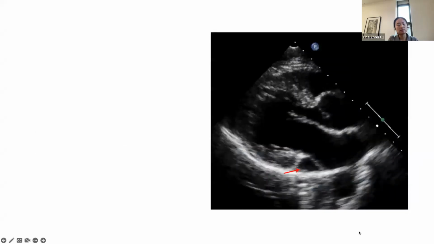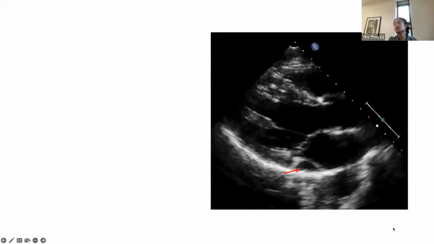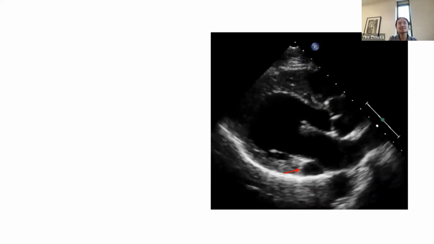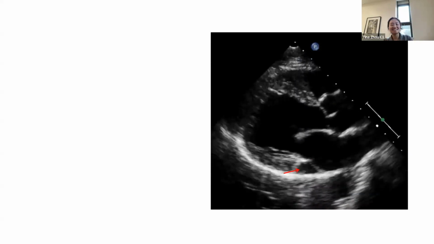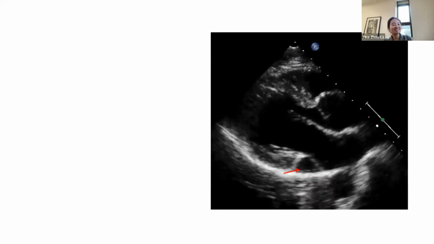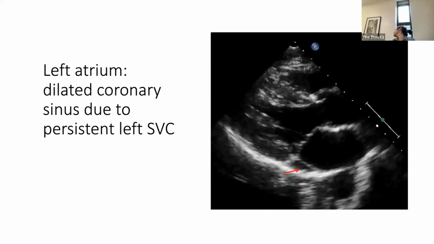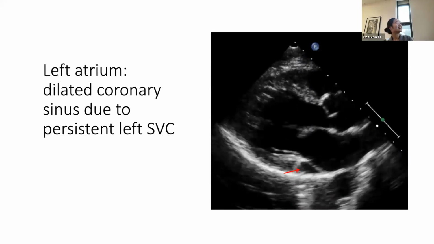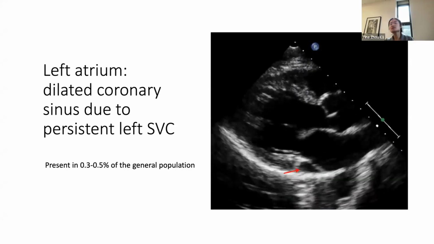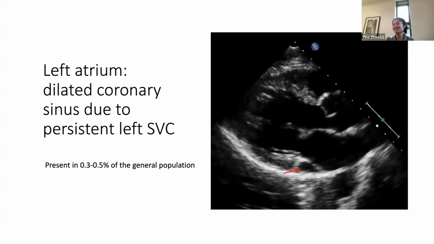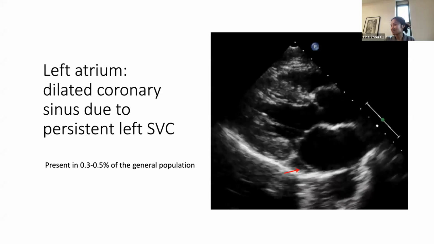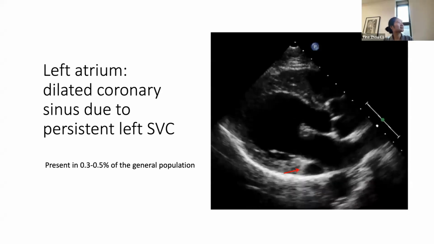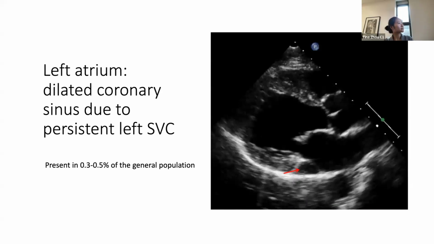All right, moving on. What are we looking at here? Coronary sinus, I hear a whisper. Yes, that is the coronary sinus, a dilated coronary sinus. So it's not super common. That's fair. It's not super common actually, but like I said, in MICs, everything seems more common than the literature. It's present in less than 1% of the general population.